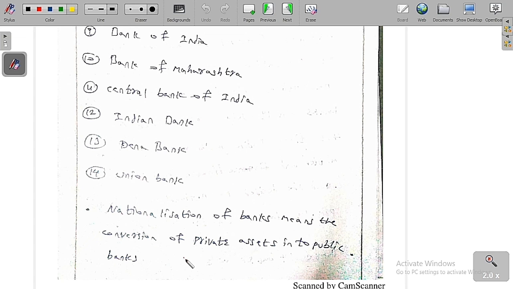And these 14 banks' names are as follows: Allahabad Bank, Canara Bank, United Bank of India, UCO Bank, Syndicate Bank, Indian Overseas Bank, Bank of Baroda, Punjab National Bank, Bank of India, Bank of Maharashtra, Central Bank of India, Indian Bank, Dena Bank, and Union Bank. Now, the nationalization of banks means the conversion of private assets into public banks.